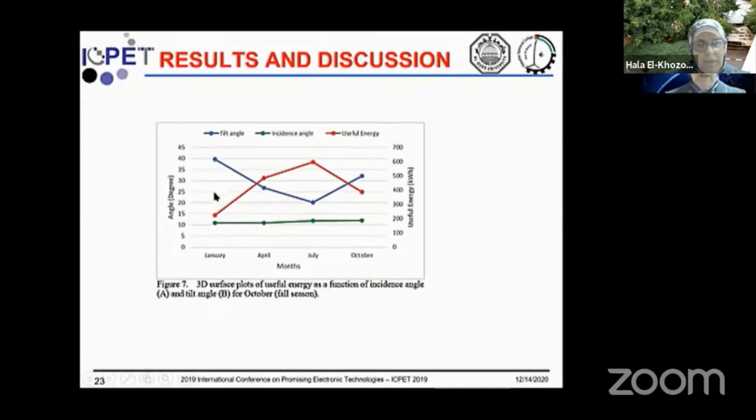So we can see that in January, the tilt angle is big and the gained energy is the minimum. As we go further into April, the tilt angle decreases and the useful energy increases, and the useful energy reaches its maximum and the tilt angle reaches its minimum value in July, which represents the summer. And again, the useful energy goes down in fall and the tilt angle increases.